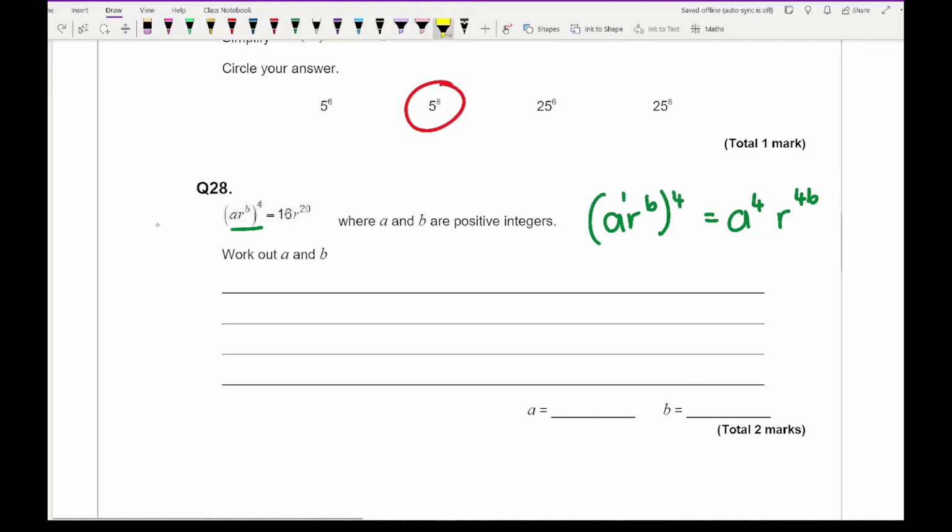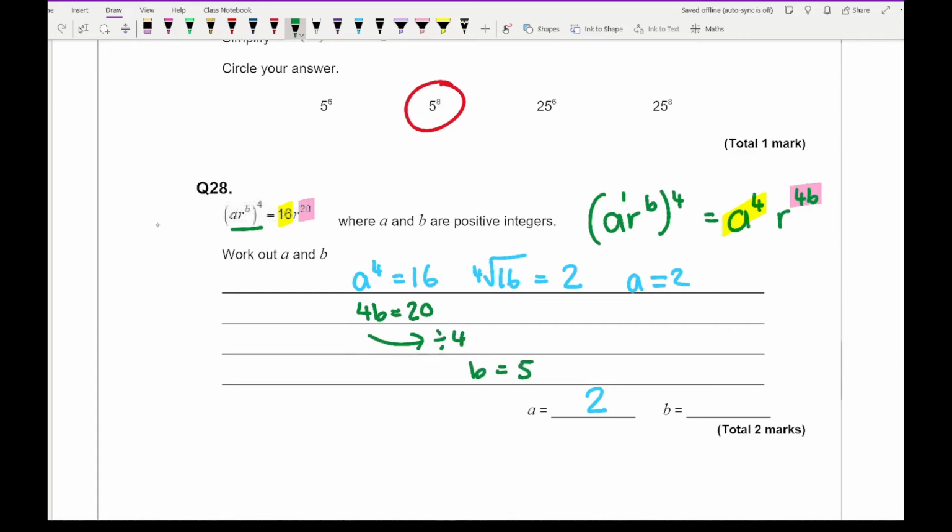So what that means is that 16 has got to be equal to A to the power of 4. So A to the power of 4 equals 16. If I do the quartic root of 16, that gives me 2. So A equals 2. Then for the next one, I've got 20 must equal the same power. So I've got 4B equals 20. If I divide by 4, I end up with B equals 5.